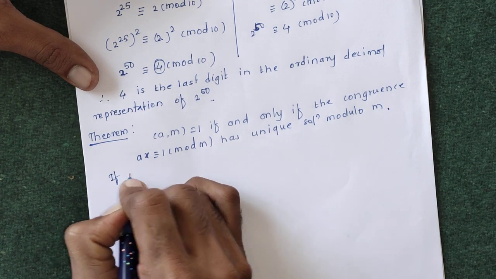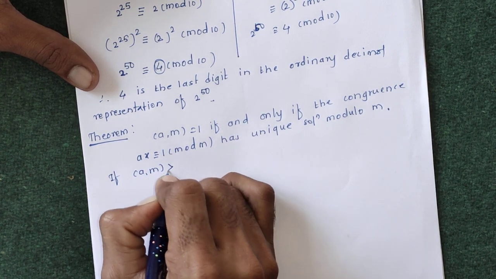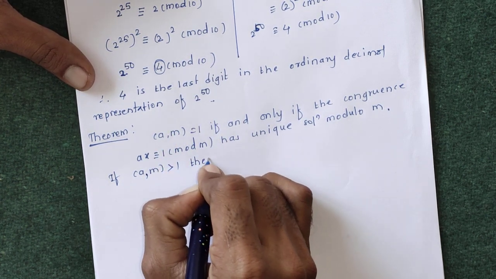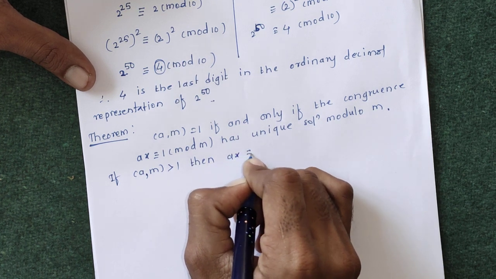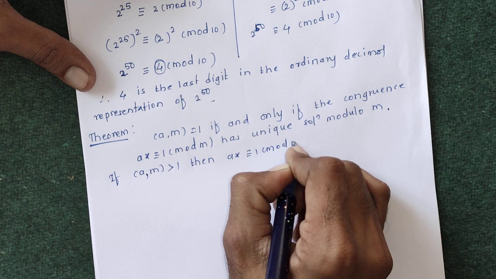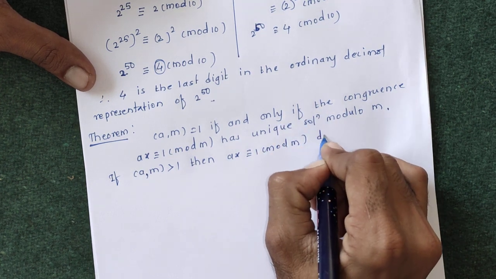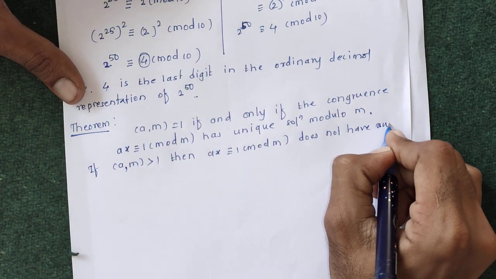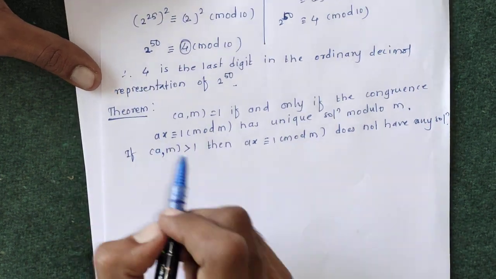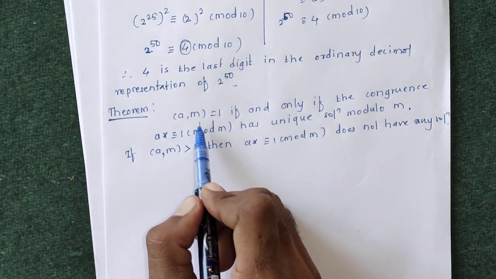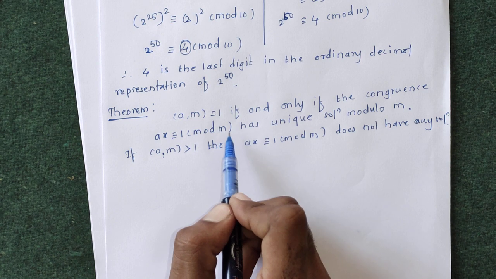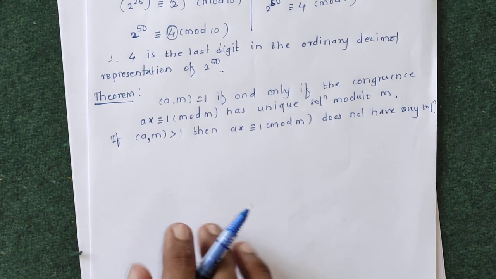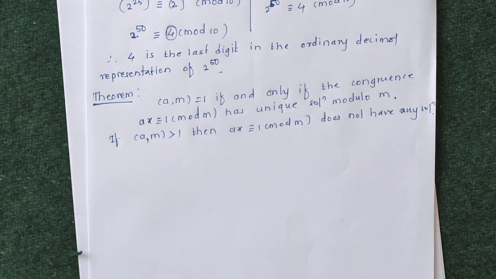Next, if GCD of a and m is greater than 1, if the GCD of these two numbers is greater than 1, then the congruence ax is congruent to 1 modulo m does not have any solution. This is the theorem. The theorem states that if GCD of a and m is equal to 1, then this congruence has a unique solution, and if this congruence has a unique solution, then we can clearly say that the GCD of a and m is equal to 1. If their GCD is greater than 1, then this congruence has no solution.